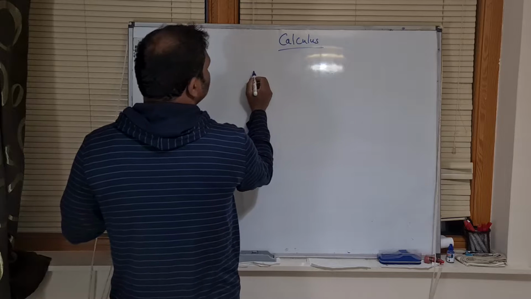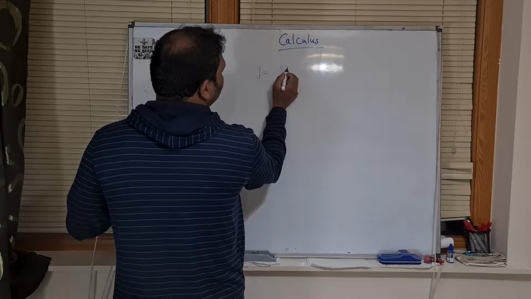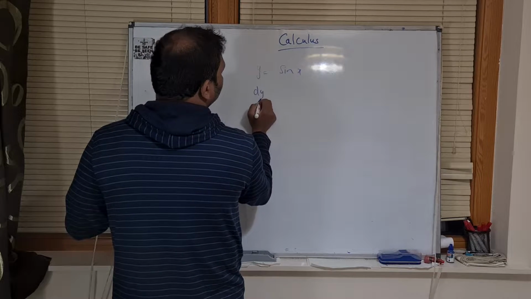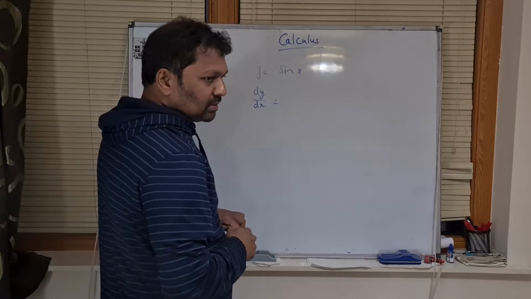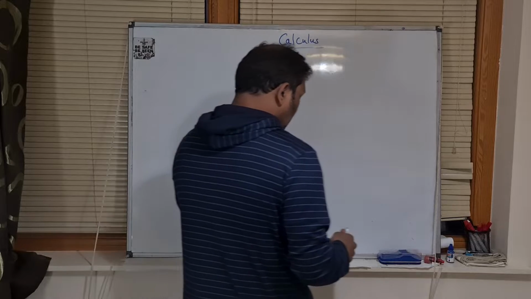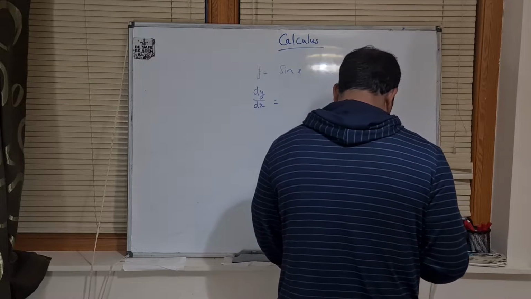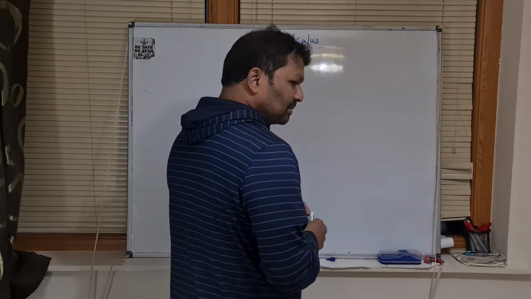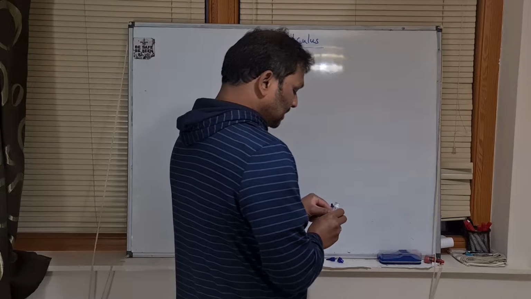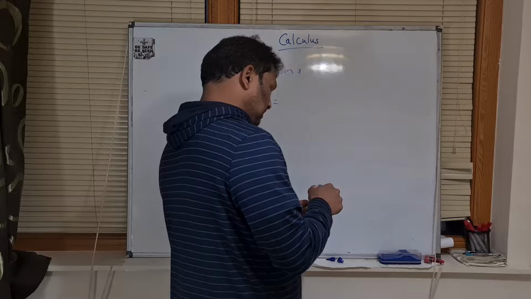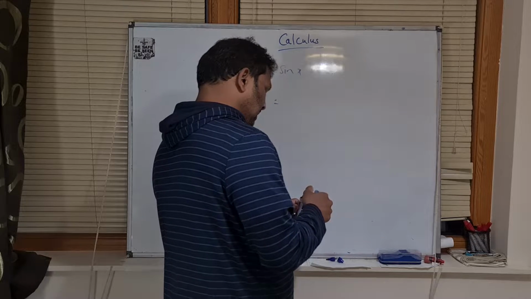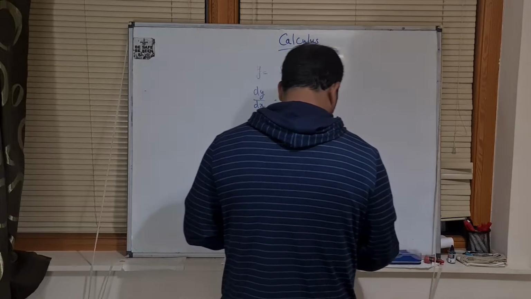Okay, so what is the differentiation of, say, for example, y is equal to sin x? What is dy by dx? Cos x, yeah. Sin x becomes cos x. Cos x becomes minus sin x. And how about tan x? Secant square x, yeah.